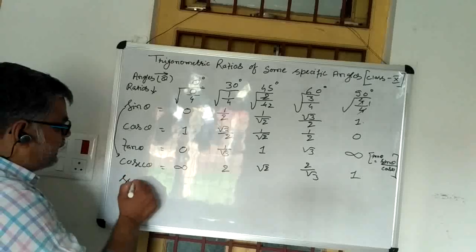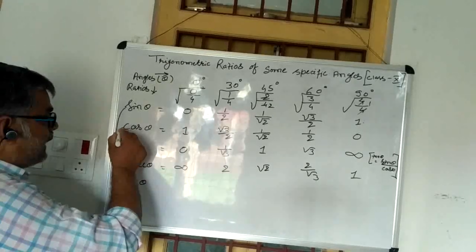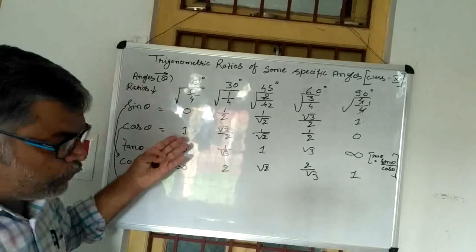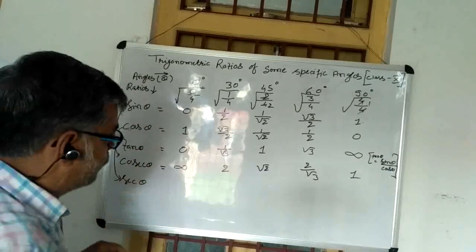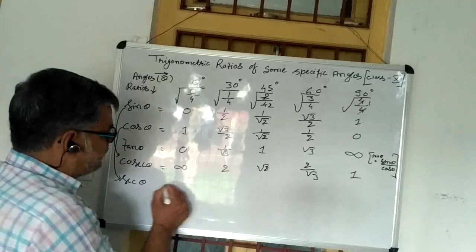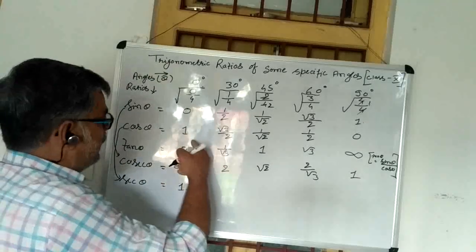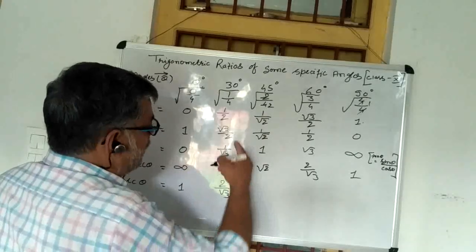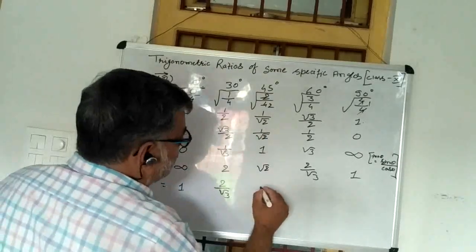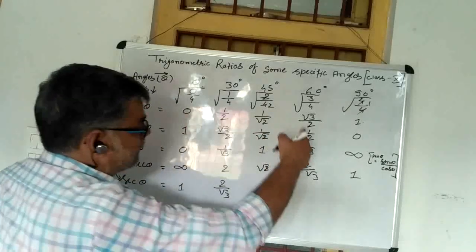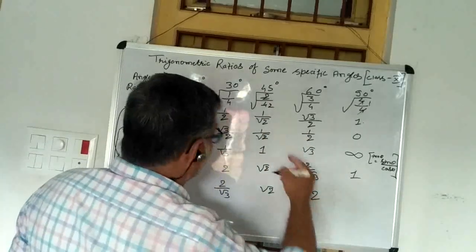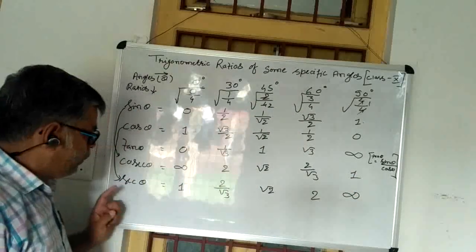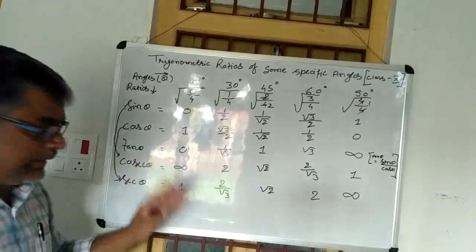Similarly for sec theta, we know that sec is the reciprocal of cos theta. So again you take the reciprocal of the cos values. The reciprocal of 1 is 1 itself. The reciprocal of root 3 by 2 is 2 by root 3. And the reciprocal of 1 by root 2 is root 2. And the reciprocal of 1 by 2 is 2. And the reciprocal of 0 is not defined. So this is the value for sec theta.